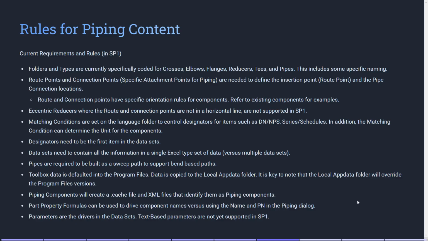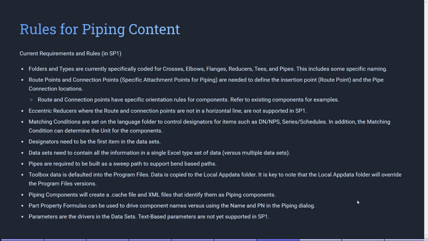Some of the rules when you're building this data is that the pipes are built to be sweep paths. If you looked at some of our other components in IronCAD that might already have piping components, they might be extrudes, but that's not what this is based on, because we can actually sweep that path. So we're using a sweep to do that for our pipes.